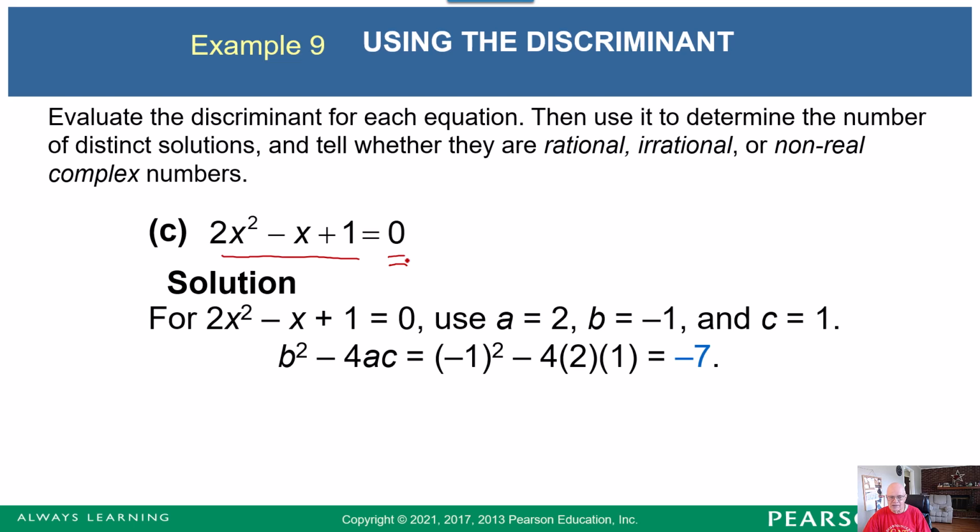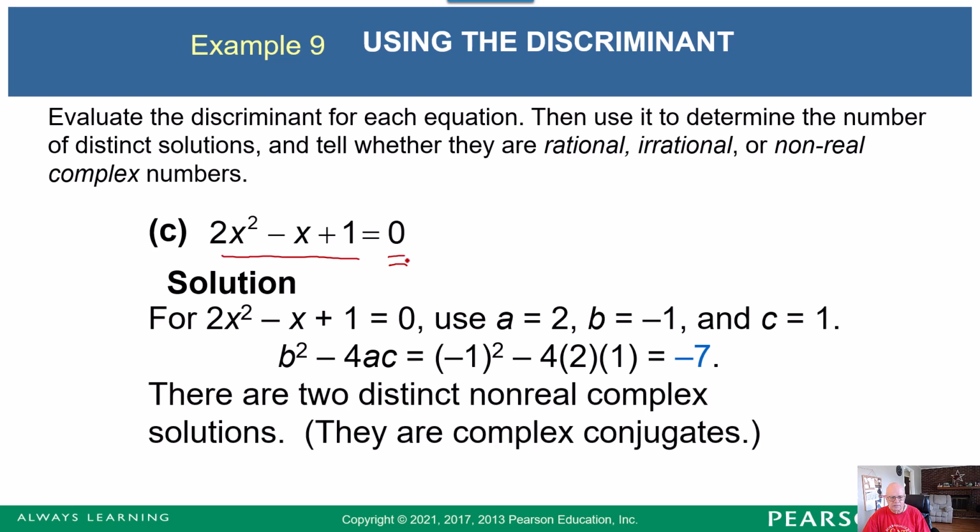And if this is a word problem, you might not have a solution. Because if you're looking for time, the square root of -7 doesn't have anything that's going to give you a rational or an irrational answer. It's going to be non-real. Complex conjugates, by the way.